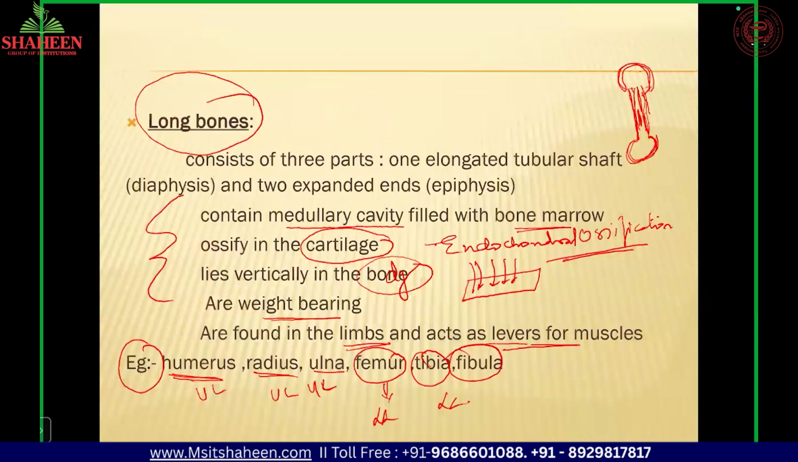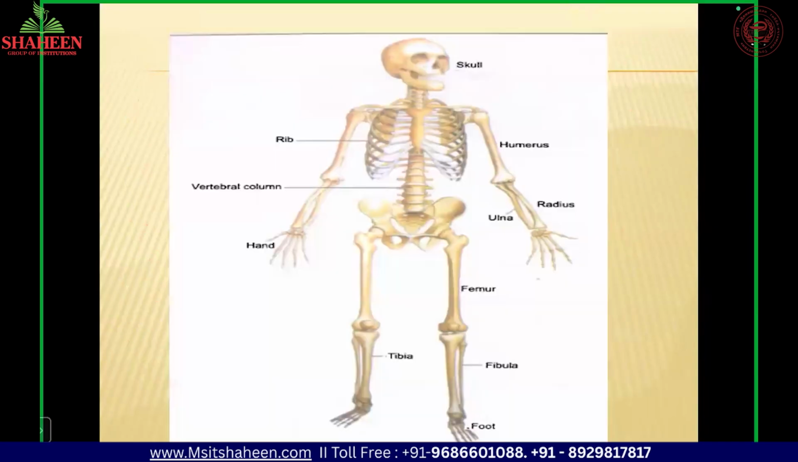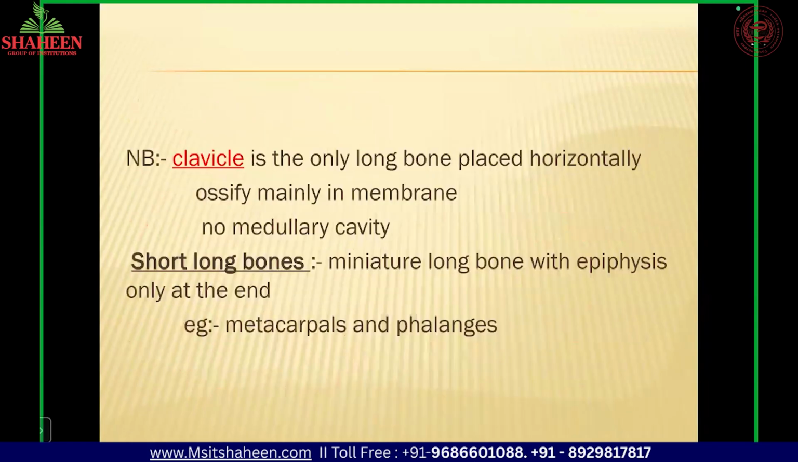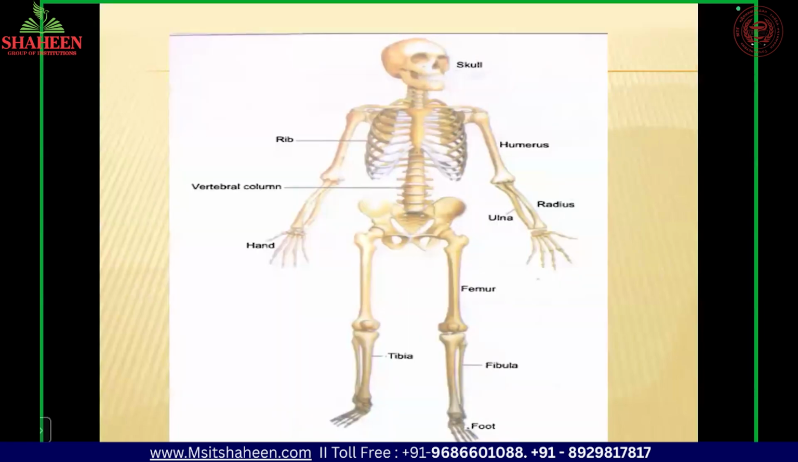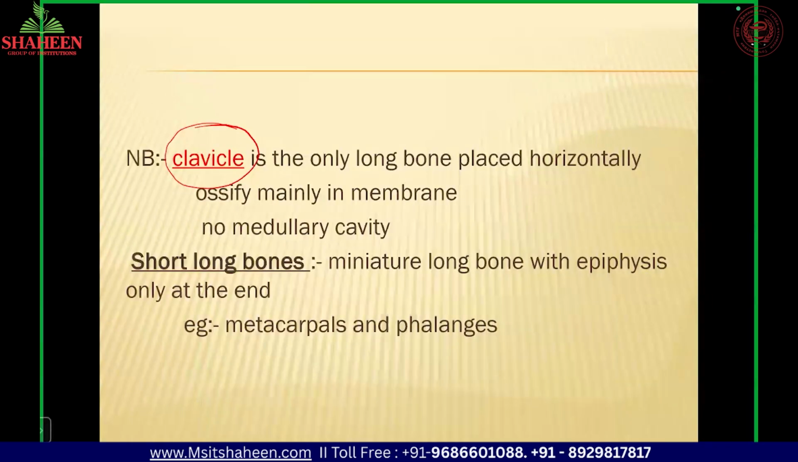One exceptional case is the clavicle. Do you know which bone is the clavicle? This one is the clavicle. Even though it is a long bone, it has exceptions. It is placed horizontally, and it is ossified in a membrane. We already said that for a long bone, it should be ossified in a cartilage.